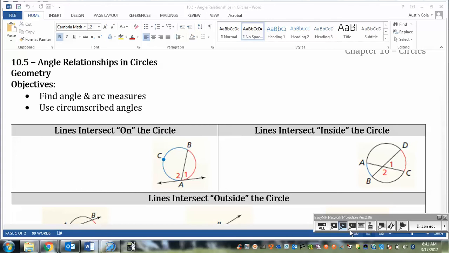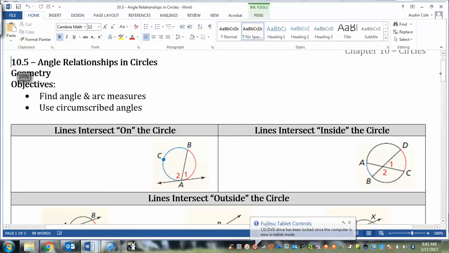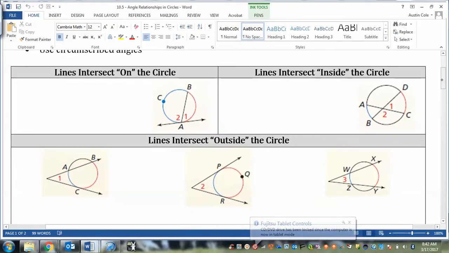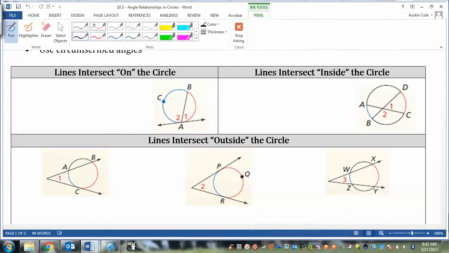Okay guys, 10.5 is called angle relationships in circles. Our objectives today are to find angle and arc measures and then use circumscribed angles. So if we take a look at this first box here, there's three situations we need to differentiate from.